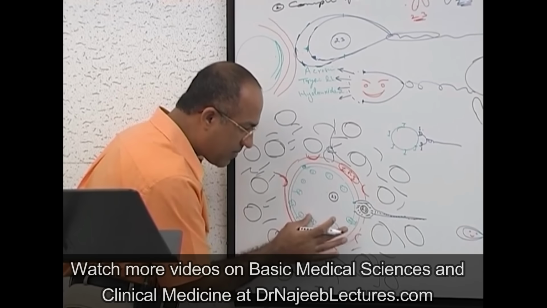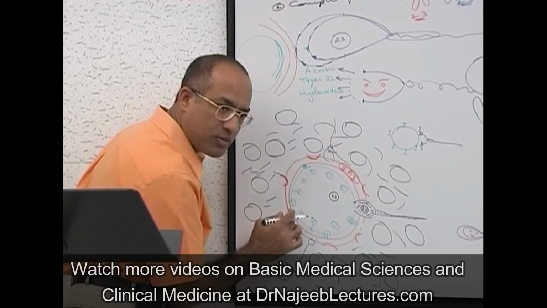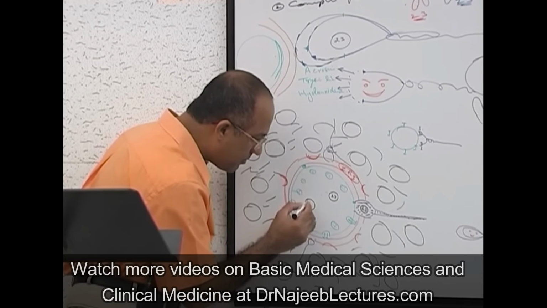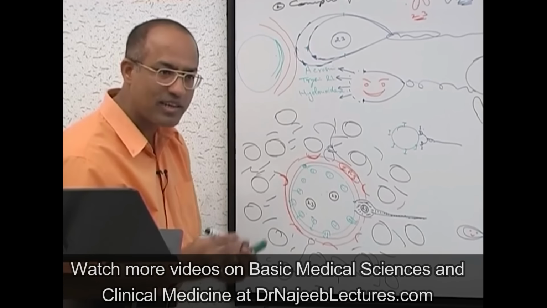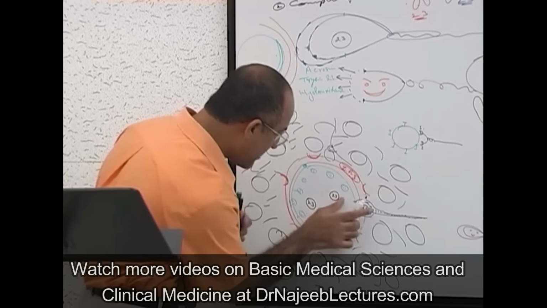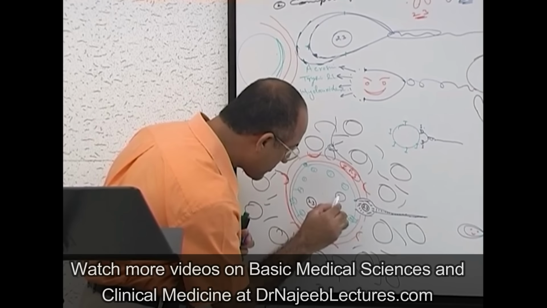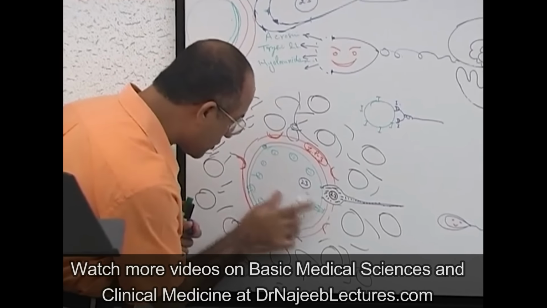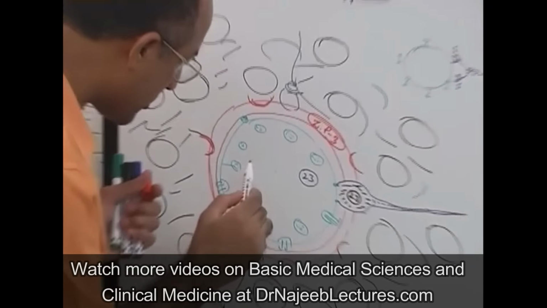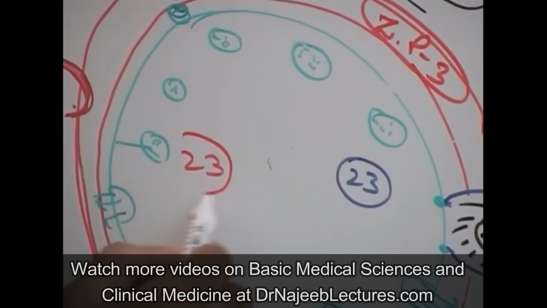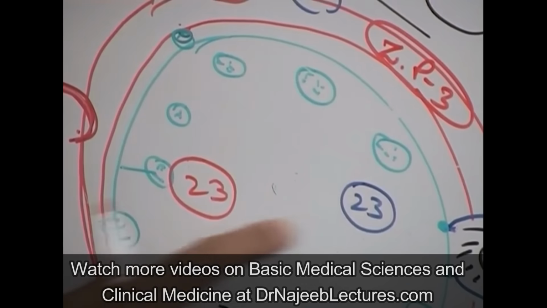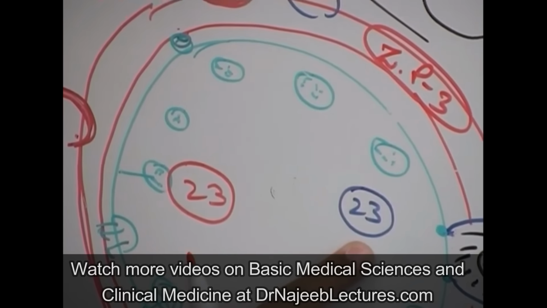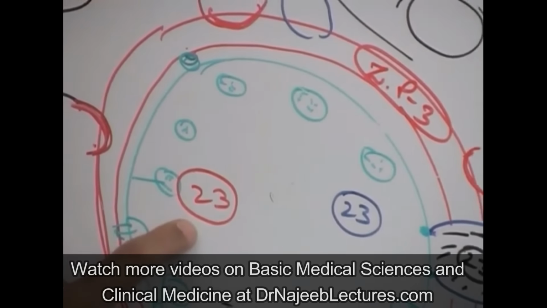And meanwhile, once the polar body has been thrown out, this is a nucleus from the ovum. Let me make it more sensible, this should be blue. This is the nucleus of the sperm, and this red one is the nucleus of the ovum. 23 chromosomes are present over here, and 23 chromosomes are present over here.